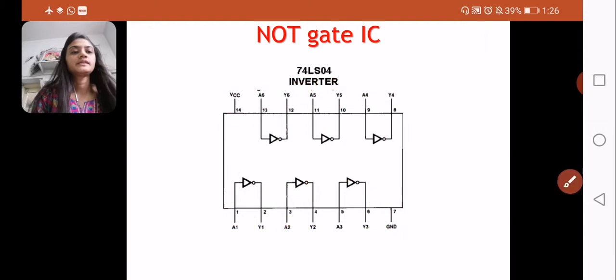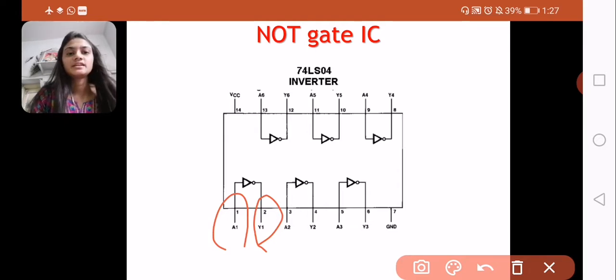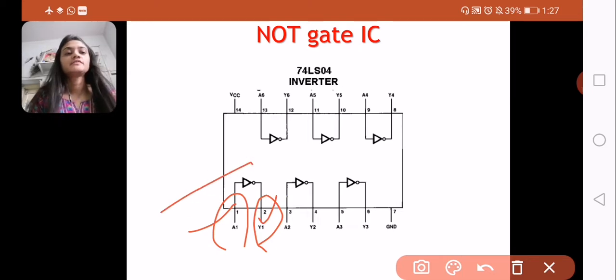One more thing: while using this IC, you cannot change the position of input and output. Whatever is given is fixed. You have to use it according to this input and output. You cannot connect 1 as an output and 2 as an input. It is fixed. So where will you find this? In the data sheet.